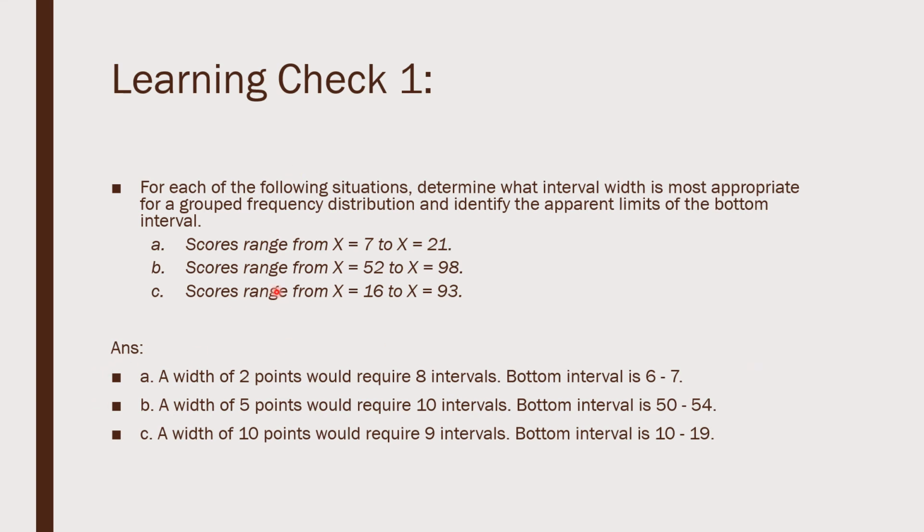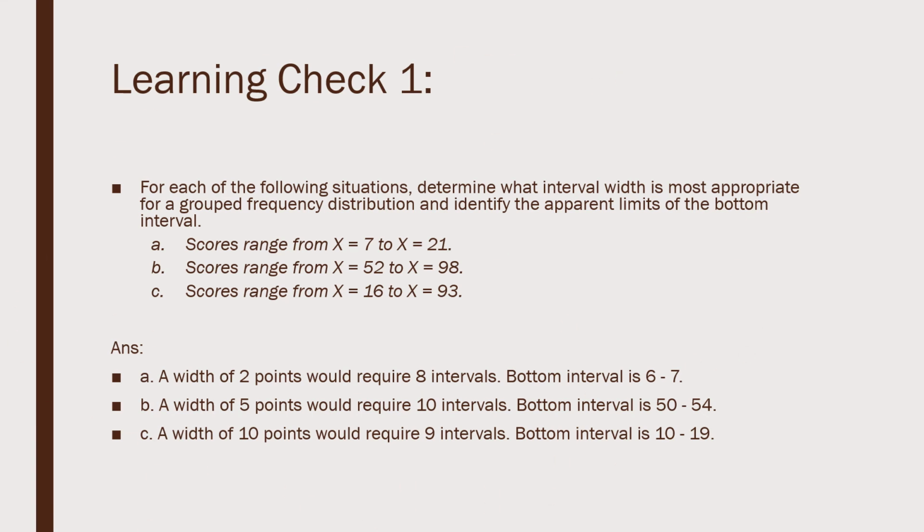For the second one, the minimum score is x equals 52 and the maximum score is x equals 98. You can again work out the table and see what would work out. I have the answers here. Just check if you are able to get the same answers on your end as well. I'm going to move to the next slide now, but you can check and see if you're getting the same thing.